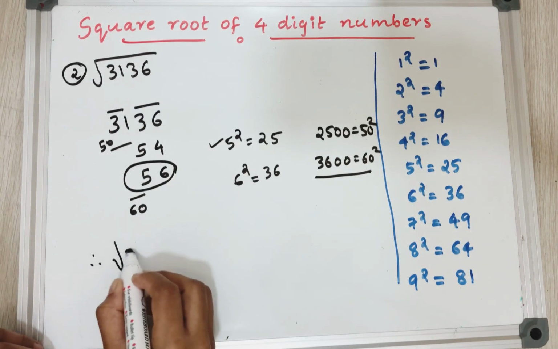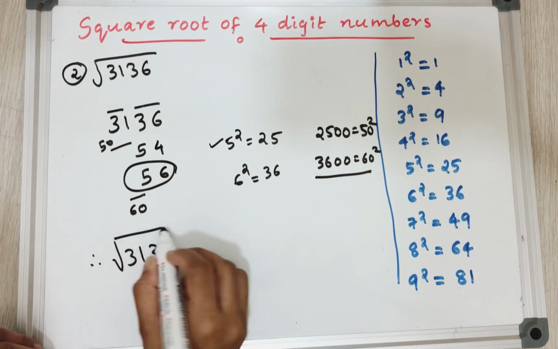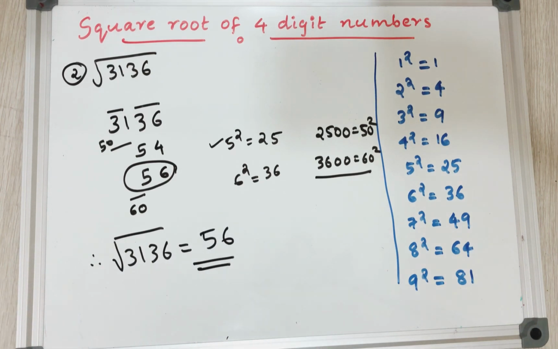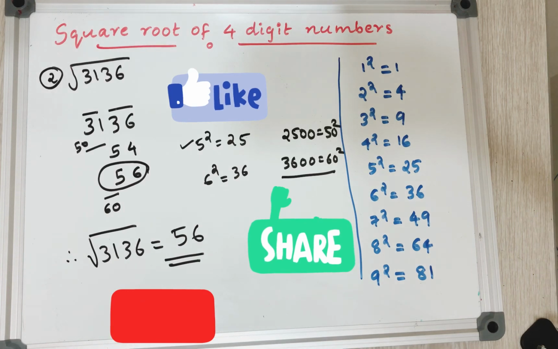Therefore, we can say square root of 3136 is equal to 56. I hope you understand this. You check many more examples. Okay, I will give many examples.